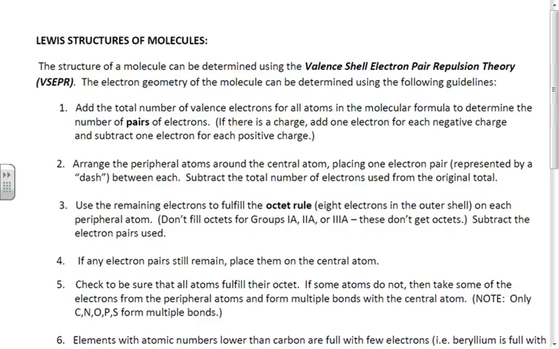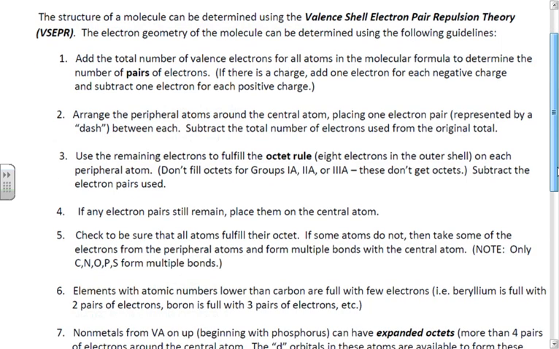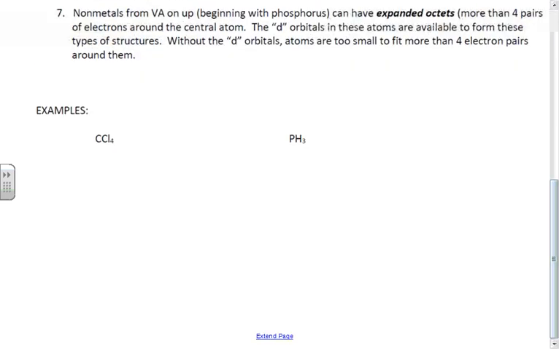There's a whole list of rules here. We're not going to read through all of these. It's just something we can refer back to if we need to, if we get kind of stuck and we're not sure what to do. So the steps you should follow as you're trying to draw these structures, first we need to find out how many electrons we'll need to draw on the page.